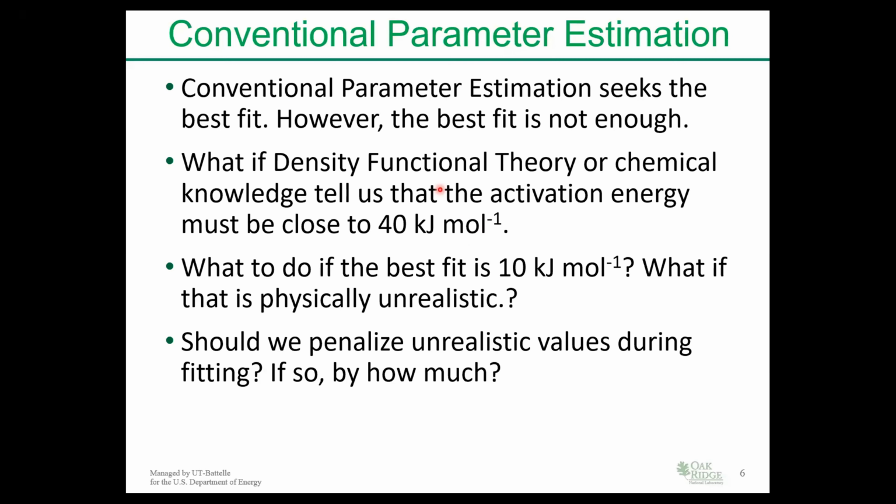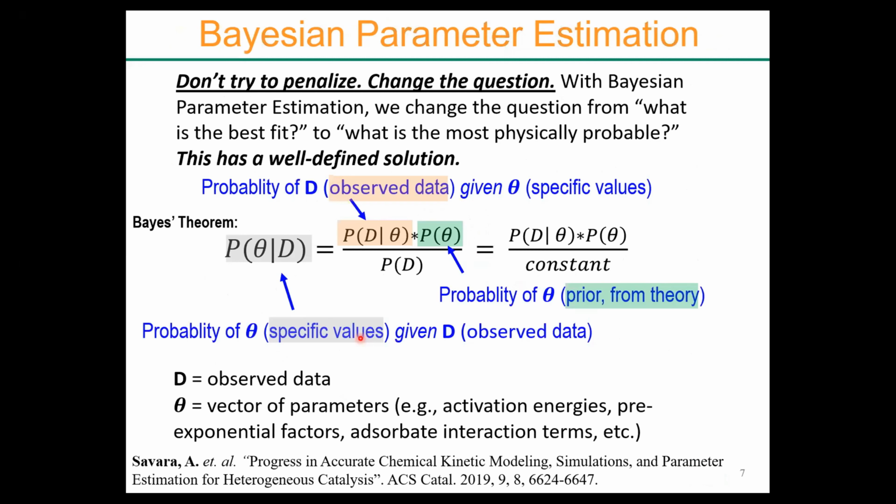So what happens when we have an estimate from fitting that is not realistic because maybe our prior knowledge tells us it should be closer to 40 kilojoules per mole, but the fitting might say it's 10 kilojoules per mole? What do we do in this situation? Should we penalize the unrealistic fitting? And if so, by how much? My answer to that question is that we should not try to penalize the fit. We should change the question.